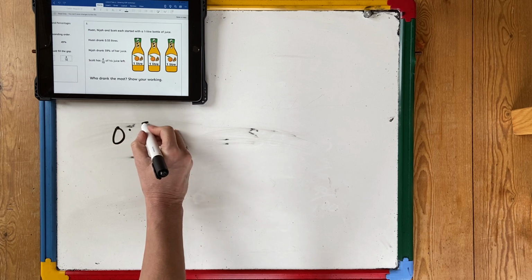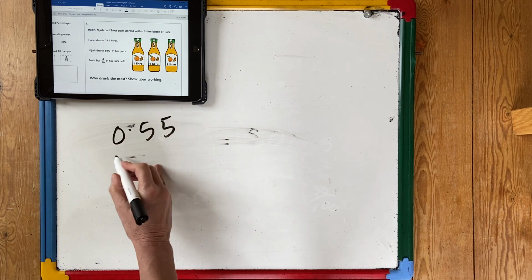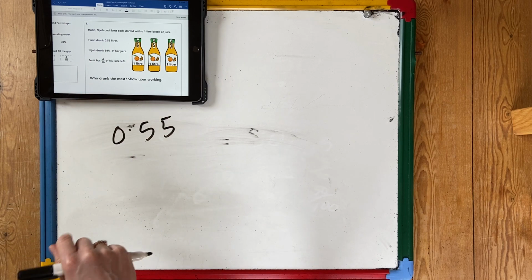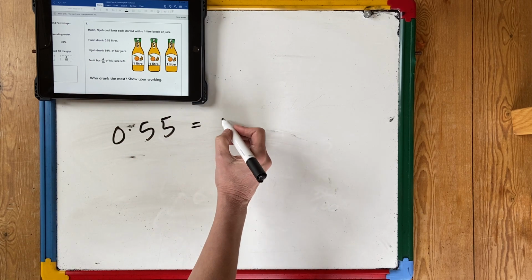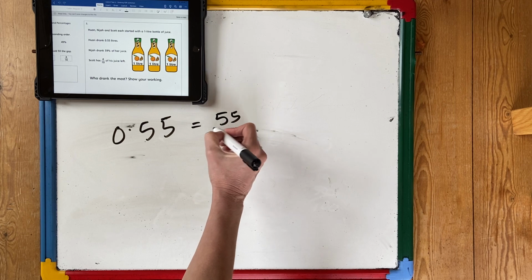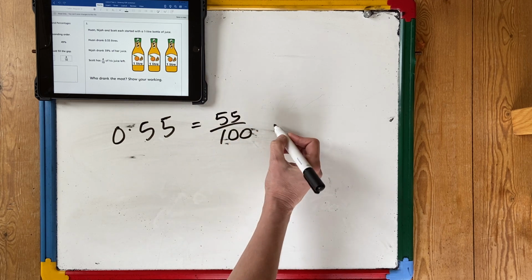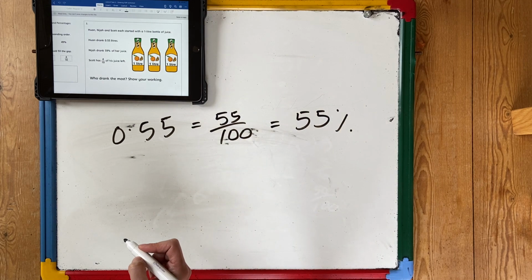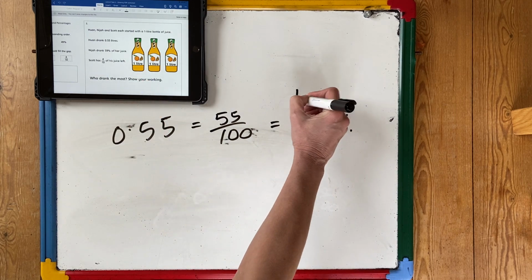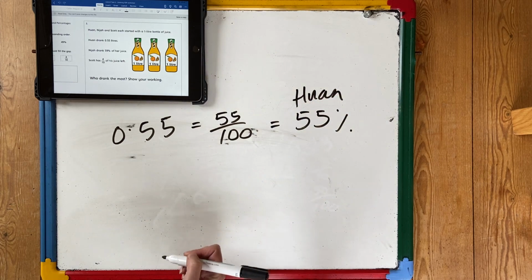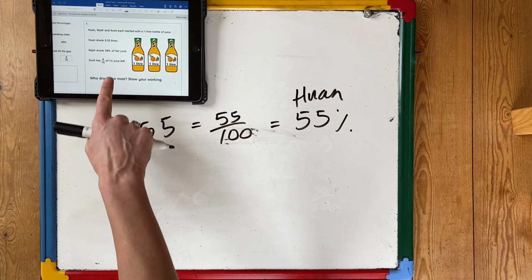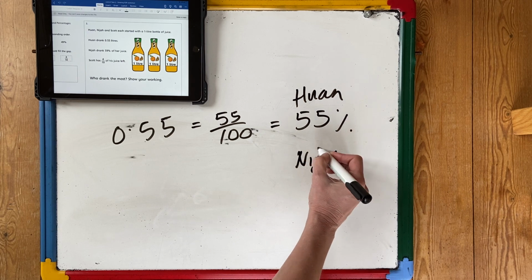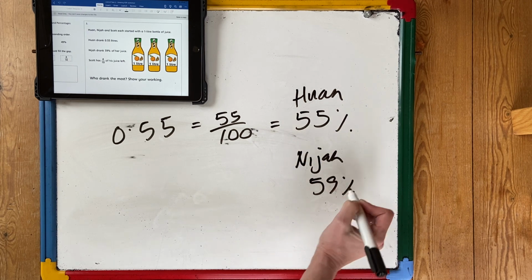Well, 0.55 litres, what is that as a percentage? So 0.55 is the equivalent of 55 hundredths, which is the equivalent of 55%. So Huan drank 55%. Nisha drank 59%.